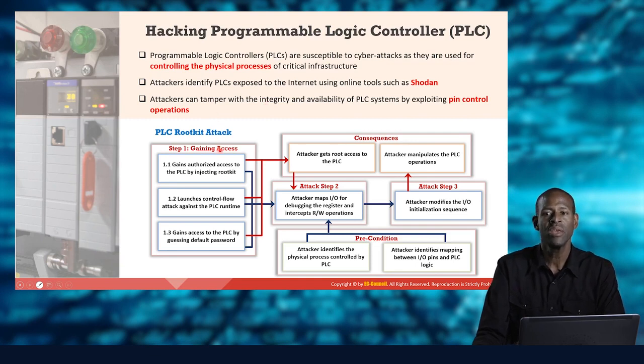Step number 1 is gaining access. Step number 1, where the attacker gains unauthorized access to the PLC by injecting a rootkit. How does that work? How do you inject a rootkit into a PLC? Well, one methodology is by social engineering, getting some user in an organization to click on a link in a specifically targeted email. But when that happens, the next thing that happens is we launch a control flow attack against the PLC runtime.